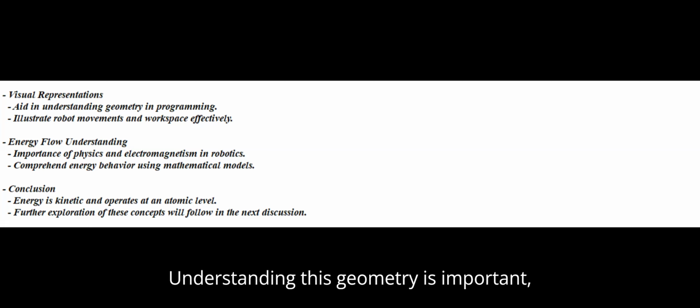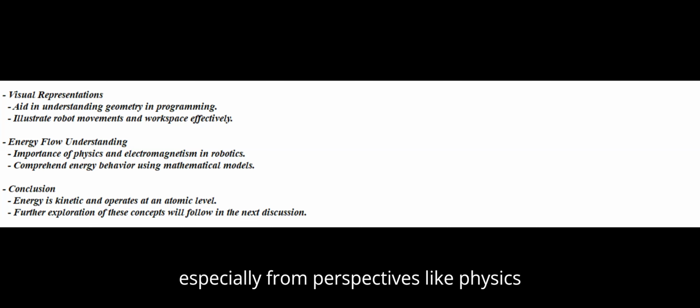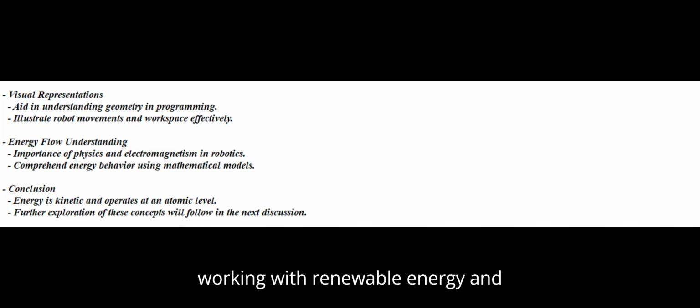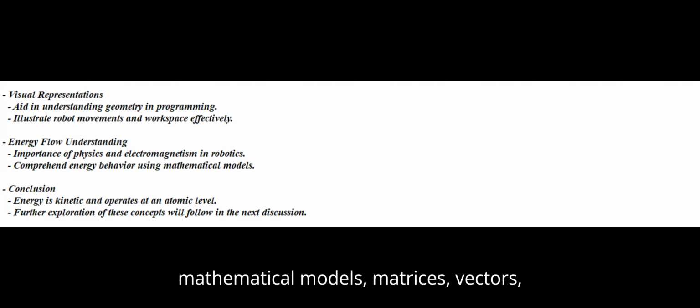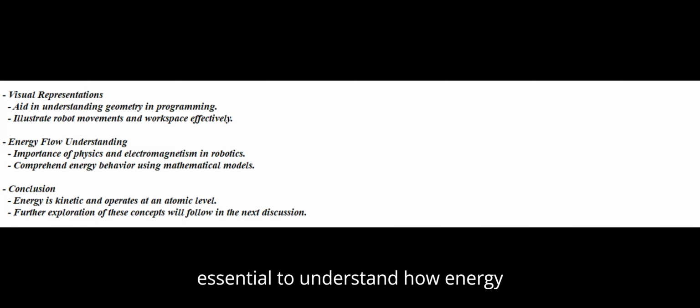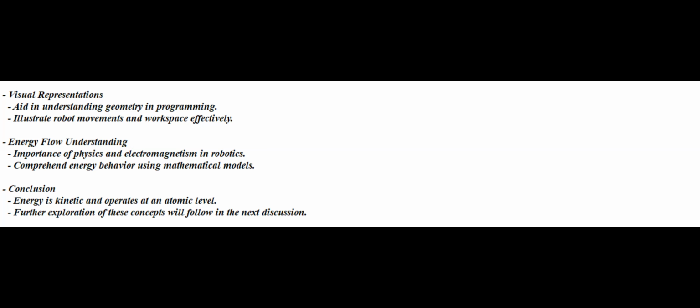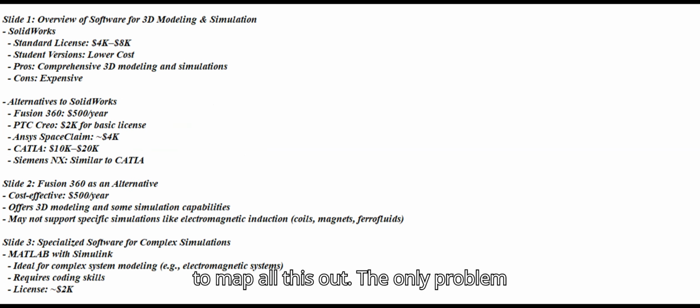Understanding this geometry is important, especially from perspectives like physics and electromagnetism, particularly when working with renewable energy and converting AC to DC. We must comprehend how energy flows through these mathematical models, matrices, vectors, and angles in the robot's design. It's essential to understand how energy behaves within the geometric framework, as energy is inherently kinetic and moves at an atomic level. We'll revisit this topic in the next discussion, as I've been at it for quite a while now. As I was saying, you can use SolidWorks to map all this out.